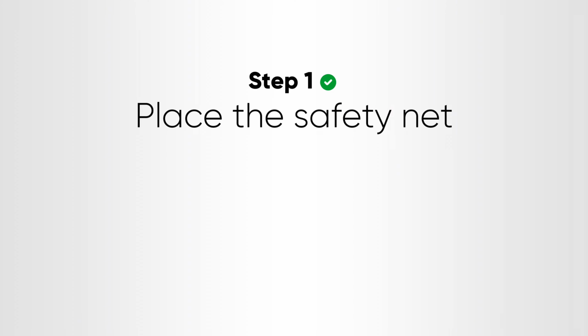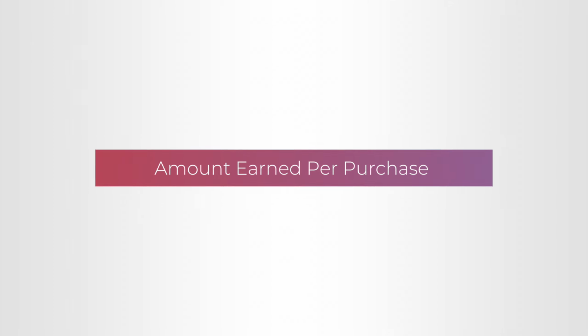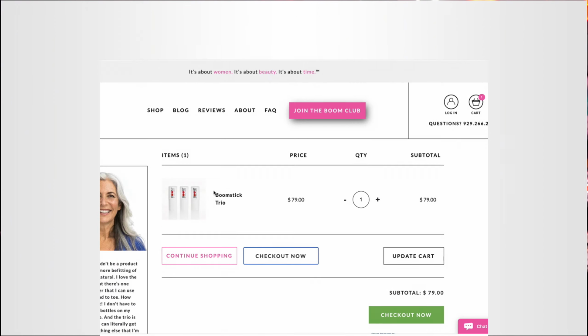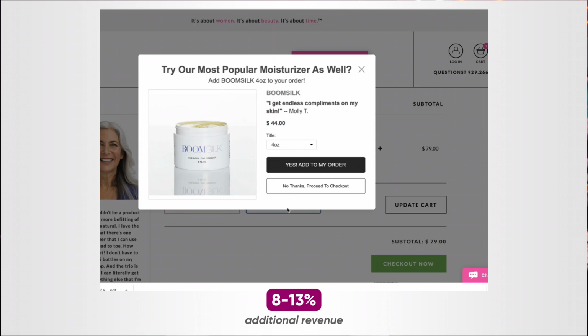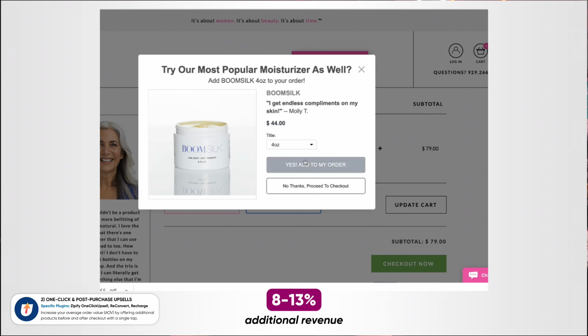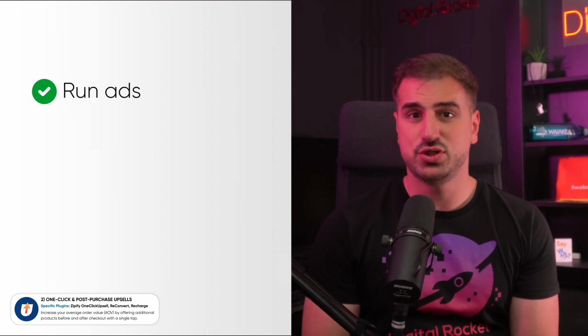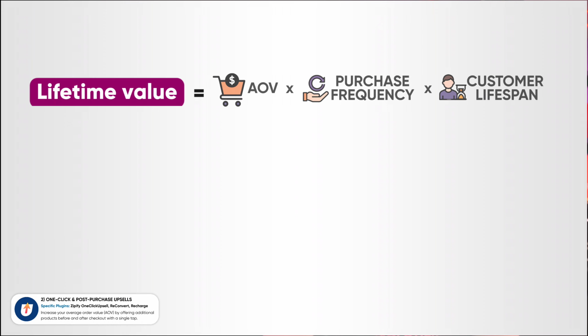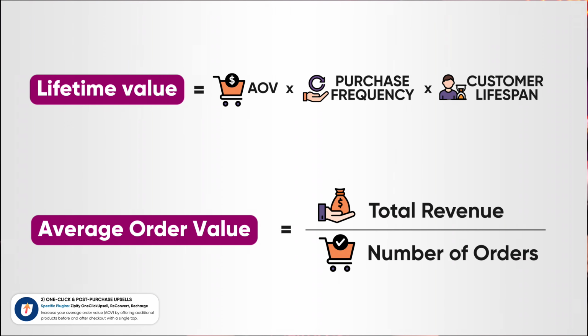So now that we have the safety net placed, the next thing we need to look at is how to bring up the amount of money we earn per customer per session, or average order value. I would look at first setting up one-click upsells. Why? Because on average between 8 to 13% additional revenue can be gathered that way. So when you have that additional revenue, it's all of a sudden going to be easier for you to run ads, generate additional growth, build up speed, and so having a higher lifetime value or higher average order value is going to enable you to be more bullish.